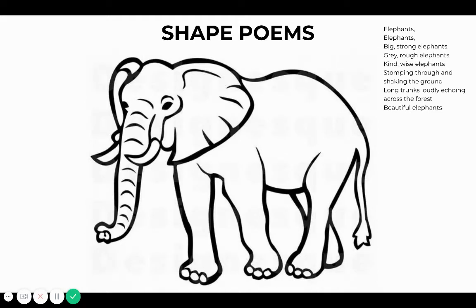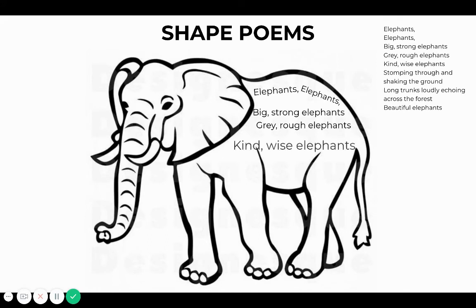All right, so I'm going to start and just do one word at a time and see where I can fit it in with the elephant. Elephants, elephants. I kind of had to turn my writing to go with the little curve on the elephant's back. Big, strong elephants. Gray, rough elephants. Kind, wise elephants. The kind, wise elephants is one of my favorite lines in the poem, so I chose to make that a bigger font or bigger writing than the other lines so far.